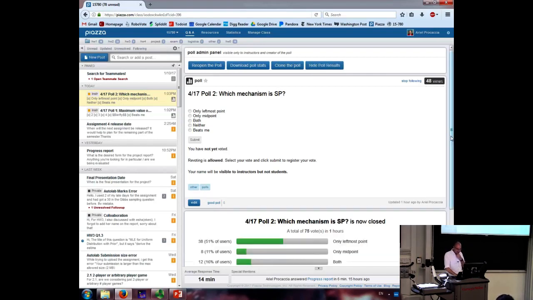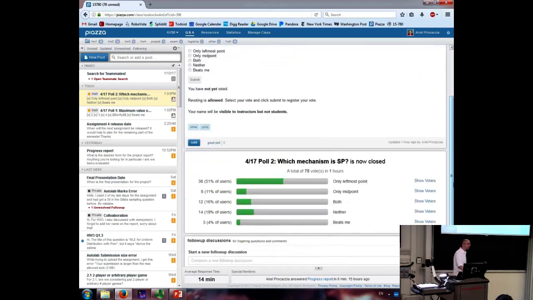Good, excellent. We have a majority for the right answer, which is only leftmost. So why is midpoint not strategy proof? How could we gain from manipulating? What's the intuition? Yeah. If you needed some point that's close to the midpoint of the other votes, but slightly to the right, you could vote on the extreme right side and that would skew the midpoint.